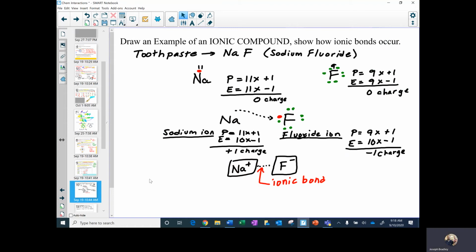So sodium fluoride is an example. That's the main component of toothpaste. And how this forms an ionic bond, you'll see the red electron from sodium is going to be added to fluorine. And after that happens, you change the charges of each, and the opposite charges attract. One thing to note is the ionic bond strength is about 1/10 that of a covalent bond.